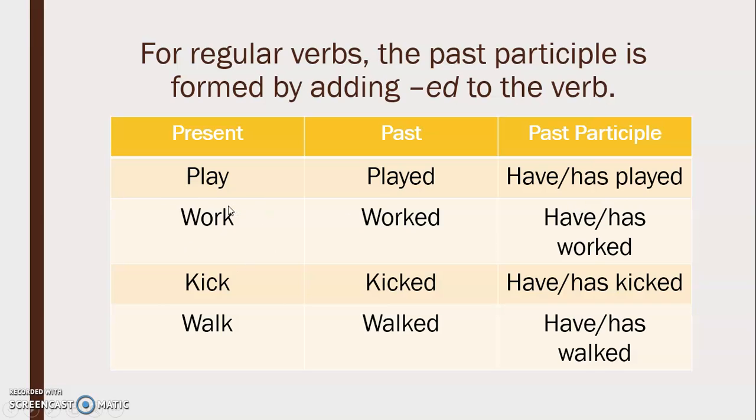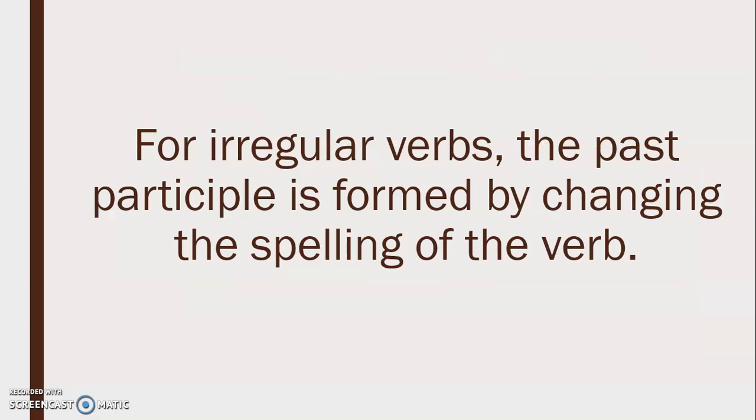Alright, so similarly here, work with ed, has or have worked, kick like what I mentioned in the sentence example before, walk also the same, ed. Alright, so just like past tense, for past participle we also have some irregular verbs, the exceptions, right? For the irregular verbs, the past participle is formed by changing the spelling of the verb, the whole word changes.